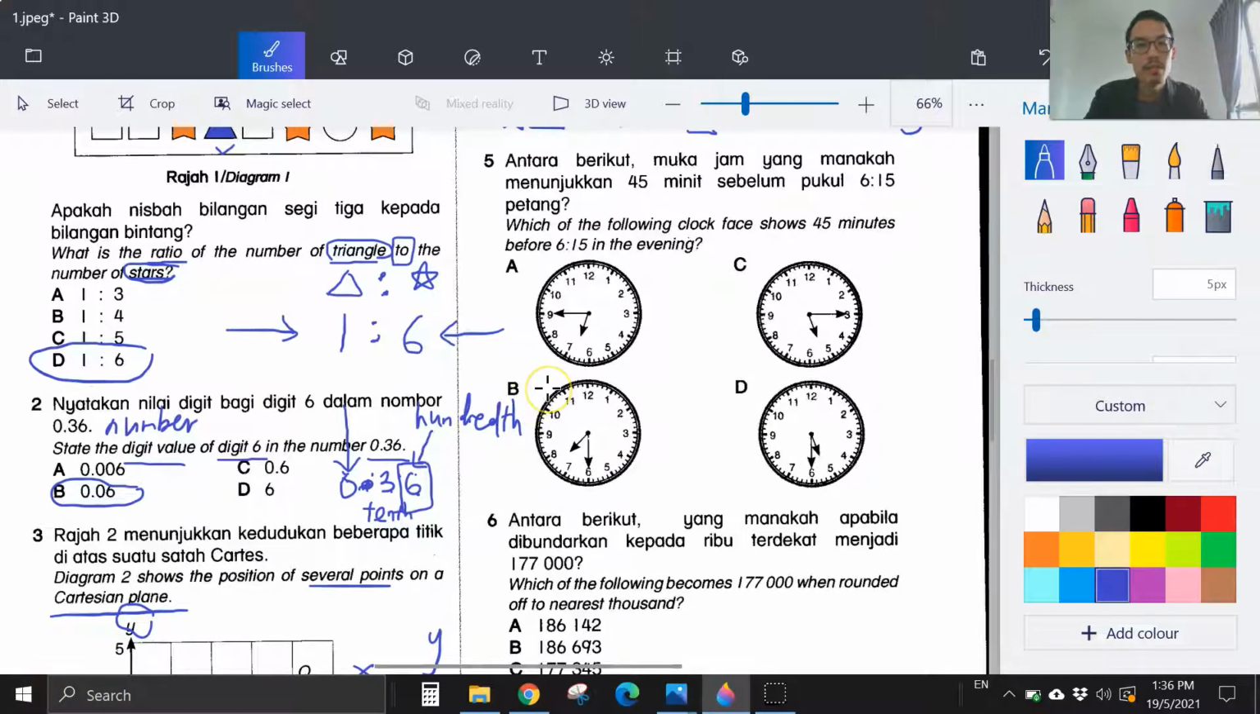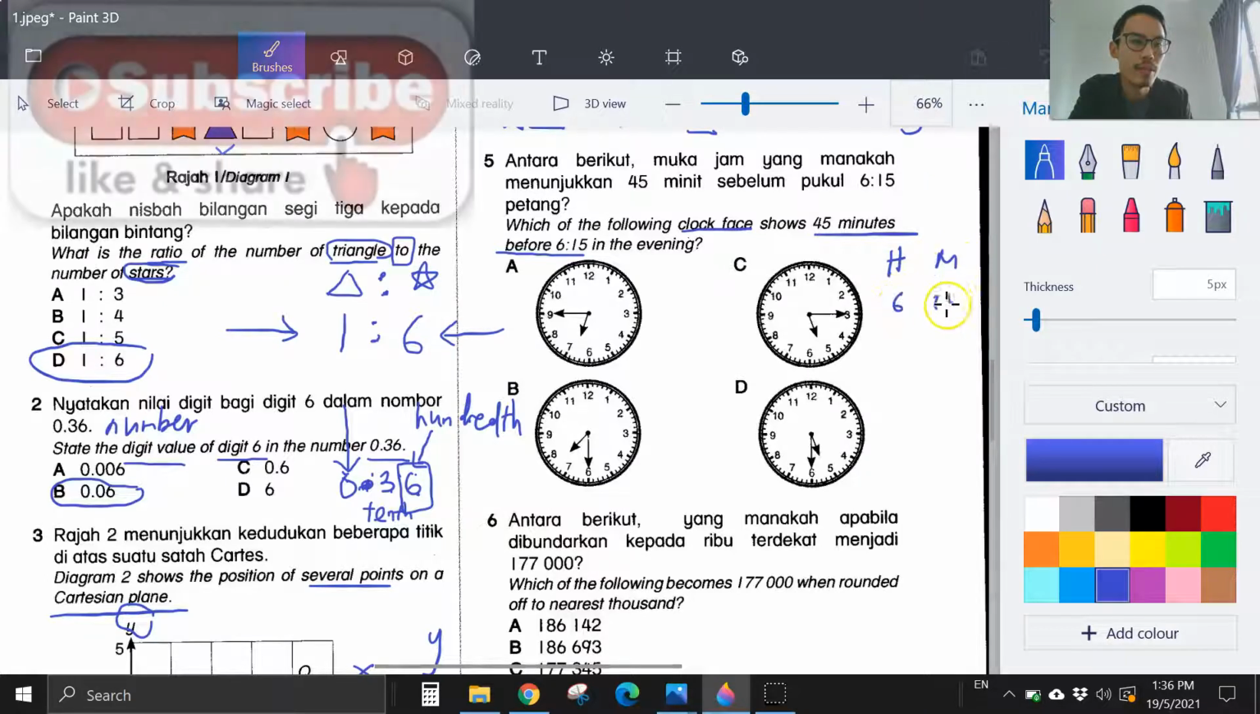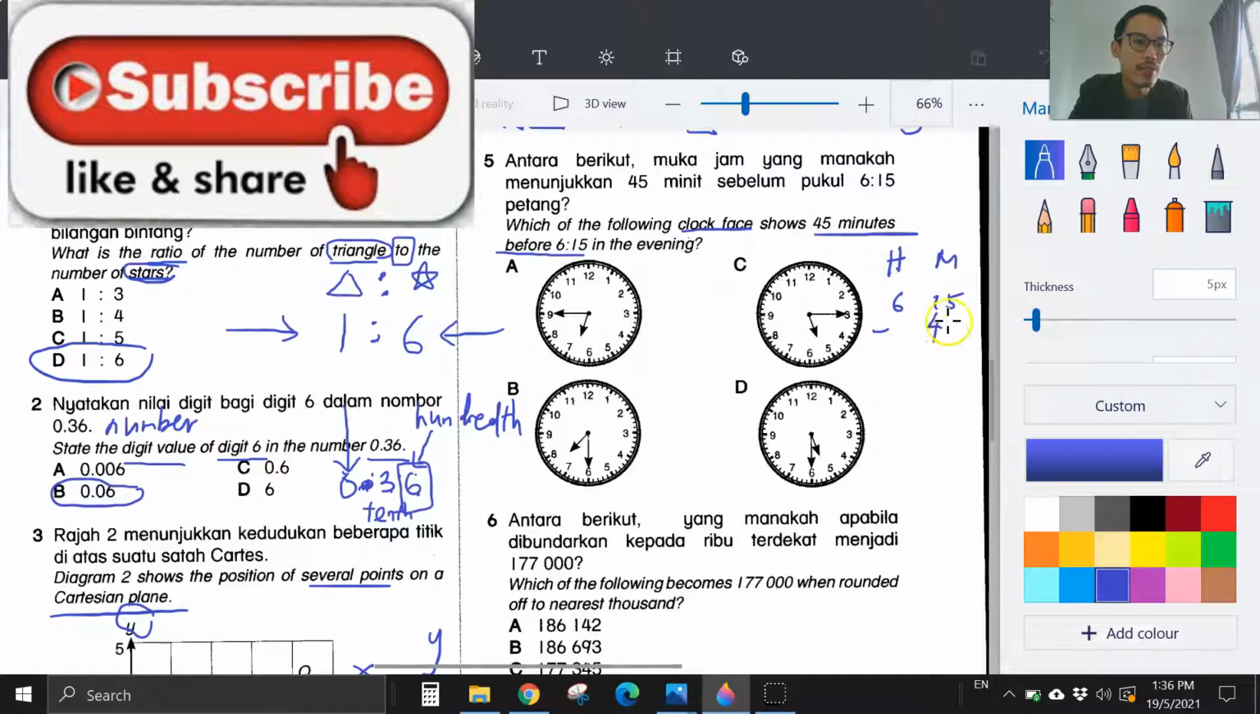Okay, number 5. Which of the following clock faces shows 45 minutes before 6:15? 45 minutes before 6:15, so you have to do the calculation. Hours and minutes, 6:15. So you have to minus 45, because the time is earlier, before. So you minus. Now 15 cannot minus 45, not enough, so you have to borrow from the hour.